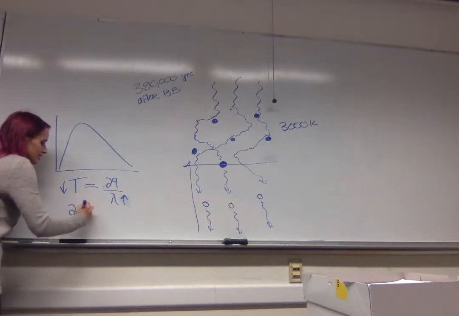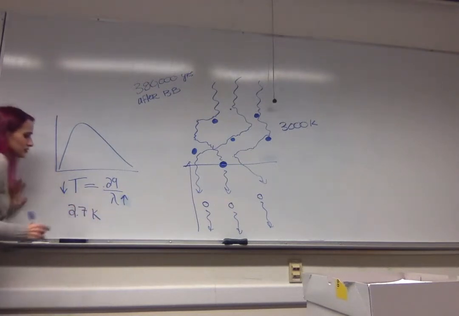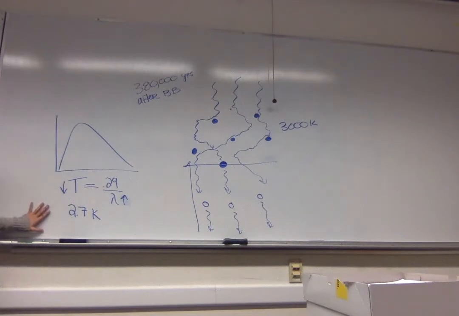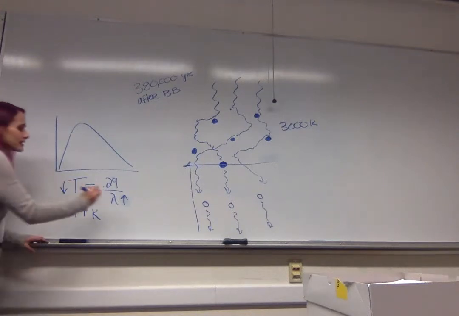So what we see is a fog at 2.7 Kelvin. It used to be at 3,000 Kelvin, but we're just viewing it at 2.7 because of cosmological redshift, right? This wavelength has gotten longer and redder, so it looks cooler. Does that make sense?